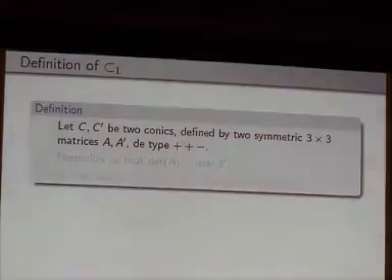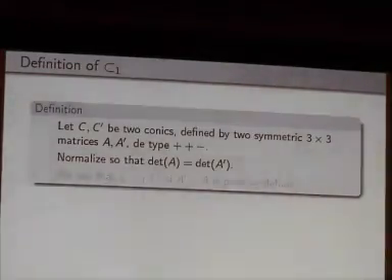If you have one symmetric matrix, you can multiply it by a constant. It's another symmetric matrix, defining the same conic. So what you can do is normalize in such a way that they have the same determinant. So you have your two conics C, C prime, and you choose equations for them having the same determinant. That normalizes the choice of the constants.